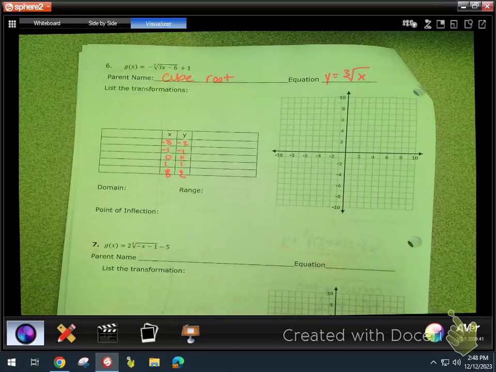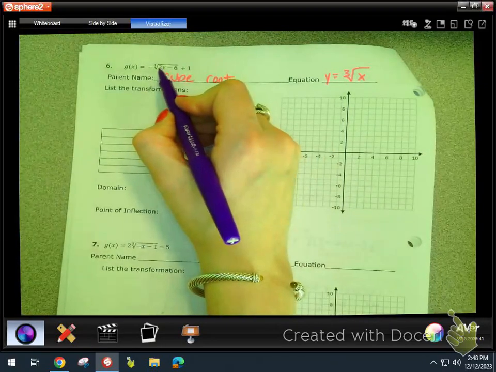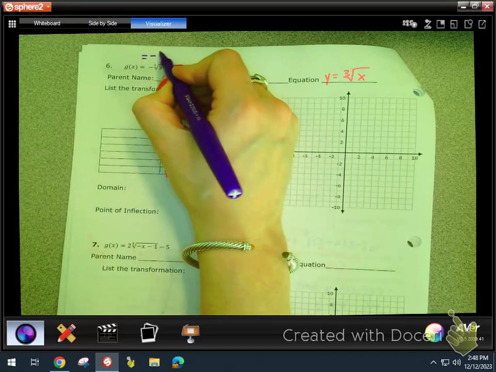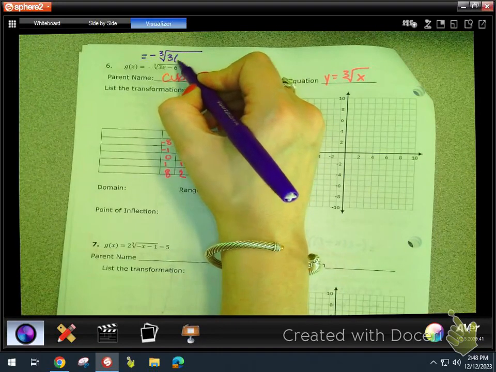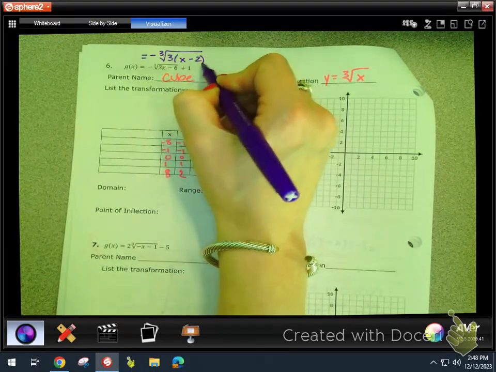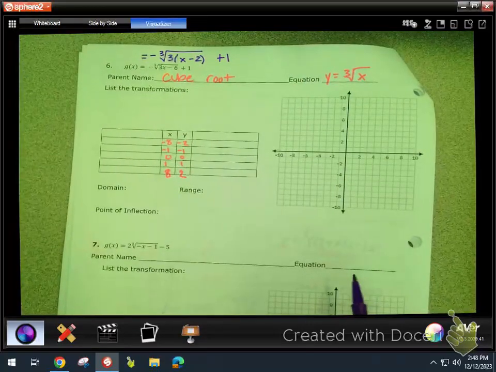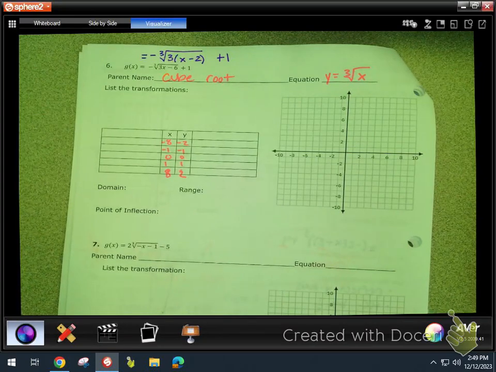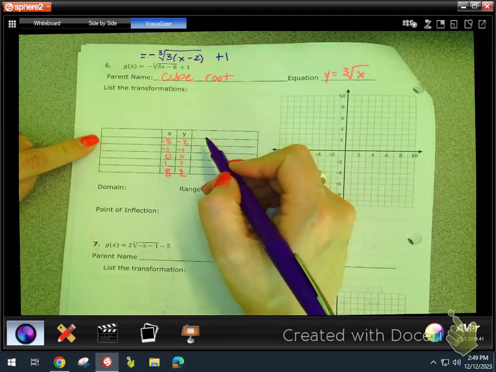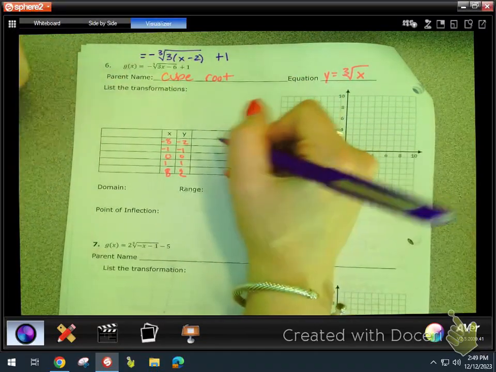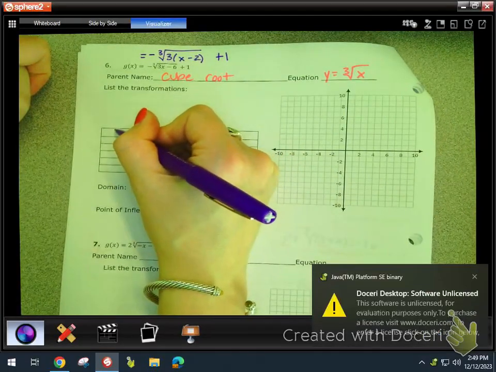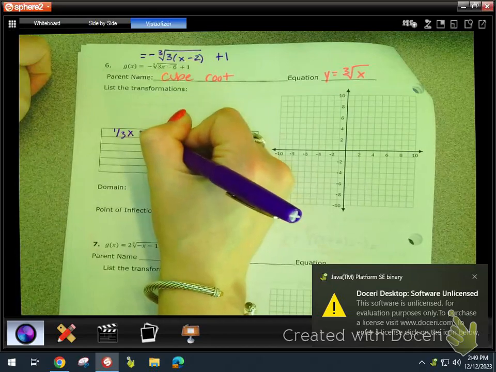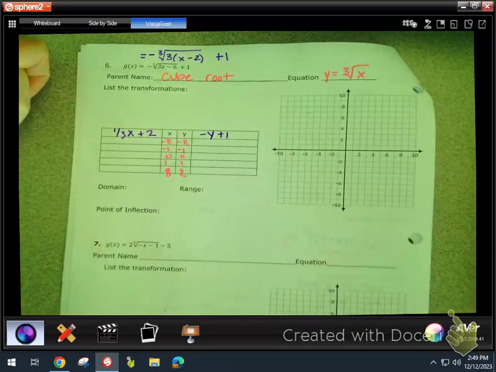You do have to factor out that b value of 3. The negative stays on the outside, 3 stays on the inside, and then it's multiplied by -2. You don't have to change it because it's a +3. So what is your table going to look like based off of that? What are your y's going to do? Negative y plus 1. What are your x's going to do? 1/3 x plus 2. Have fun with that.